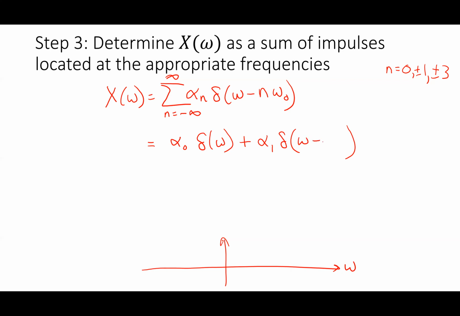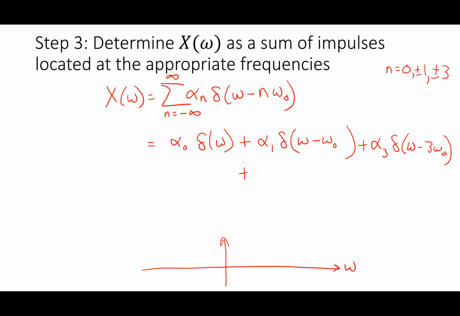Omega minus omega naught, because it's shifted to a positive value, right? So it's shifted to the, what direction would that be? Shift the impulse to the, yeah, from my direction, it's the right? So alpha 3 omega, and how would I write that? Omega minus what? 3 omega naught. All right.